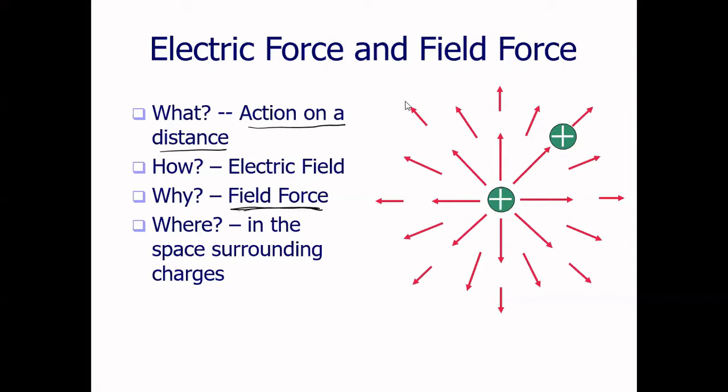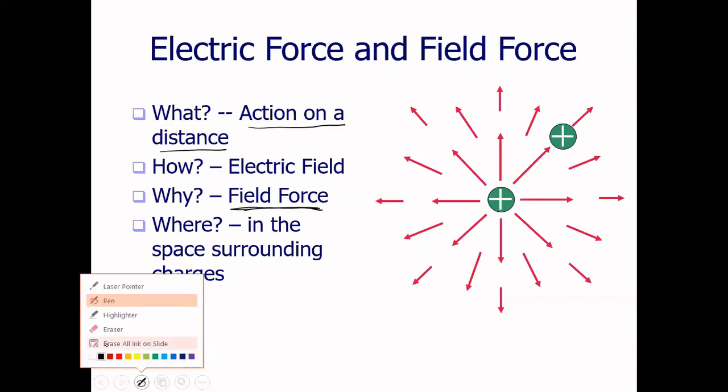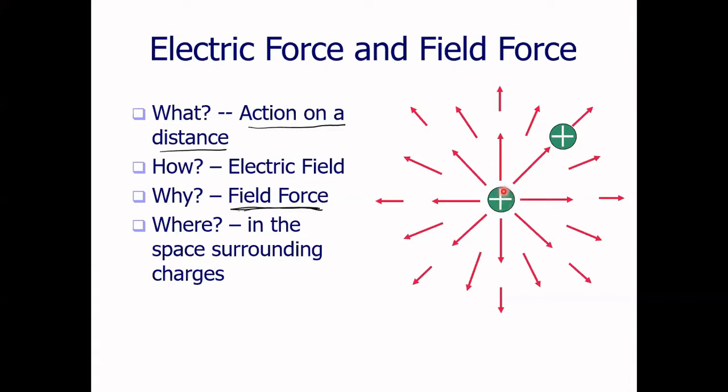Okay, so whenever you have a charged object, such as this one here, everywhere around this charged object there is a quantity. It's not an imaginary quantity, it's actually a physical quantity that we call the electric field. All right, and whether there is another charge in the vicinity of this charge or not, that electric field is always there.